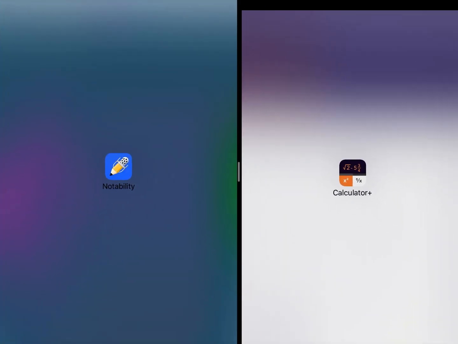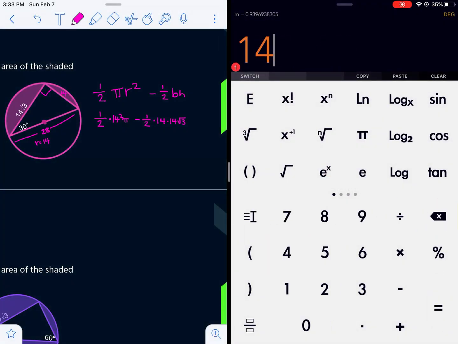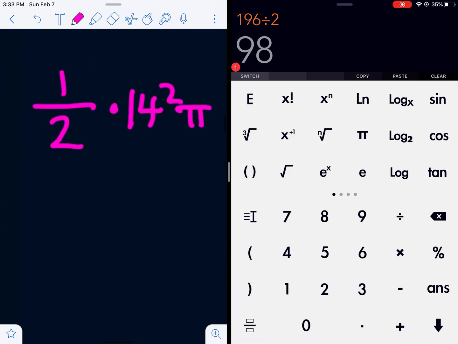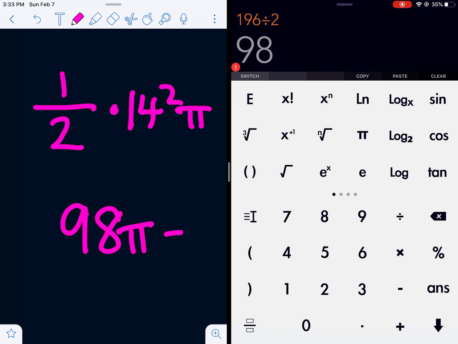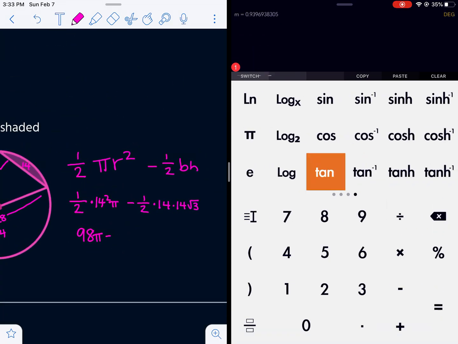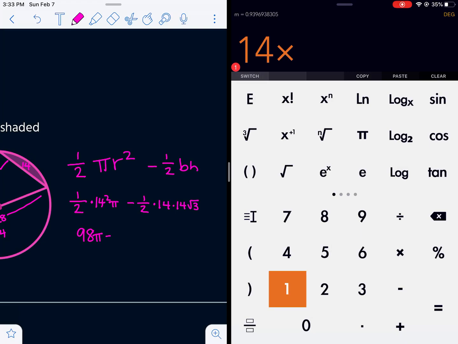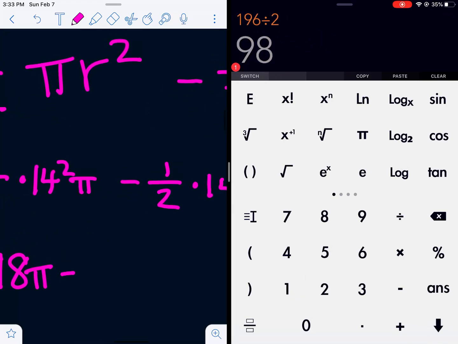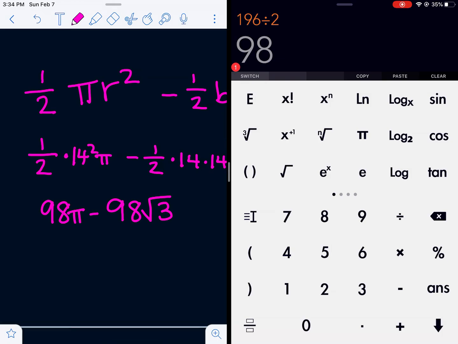I'm going to pull out my calculator and do some math now. So I've got 14 times 14 divided by 2, 98 pi, gives me my semicircle. And then I have 14 times 14 again, divided in half because it's a triangle. And again, I get 98, and this time the square root of 3 is going along for the ride. One of these has pi, one of them has square root of 3. Those are not like terms. So this is my final answer.